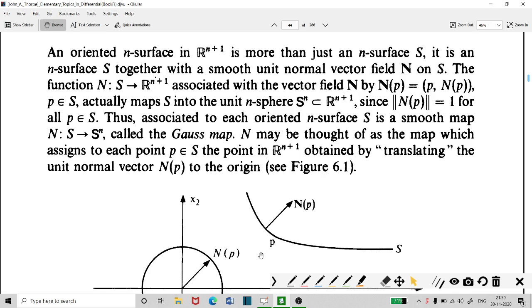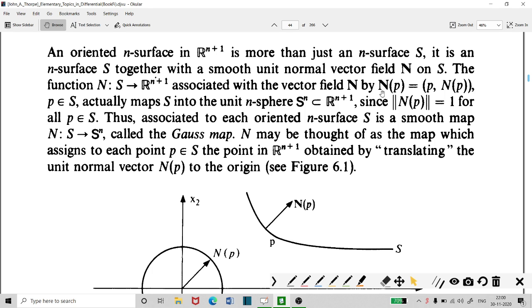In the first module we discussed what a level set is and how to define a surface using regular points. And in the last chapter we discussed how to define a normal vector field on an n-surface. So we start with an oriented n-surface, that is, a unit normal vector field is defined on that surface in Rn+1. That N is what we call the normal vector field defined on that n-surface.